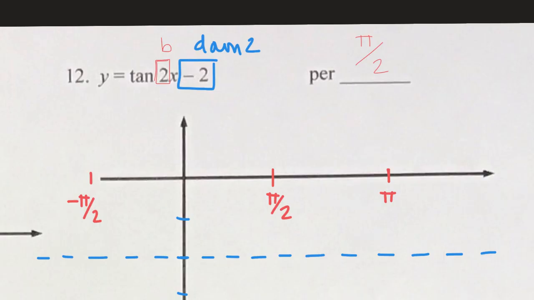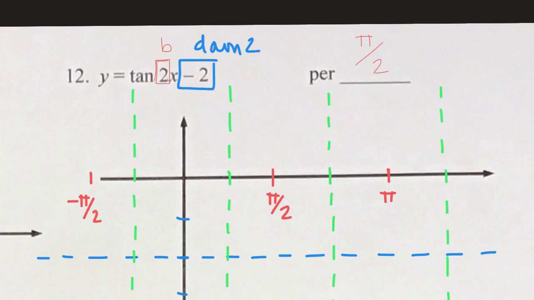Our next step is to put in our asymptotes. So for tangent, that goes in the middle of your period. So between pi and 2 pi, we put in a vertically dashed line representing the asymptote. Between 0 and pi over 2, we put in a vertically dashed line representing the asymptote. Between 0 and negative pi over 2, we put in a vertically dashed line representing the asymptote.